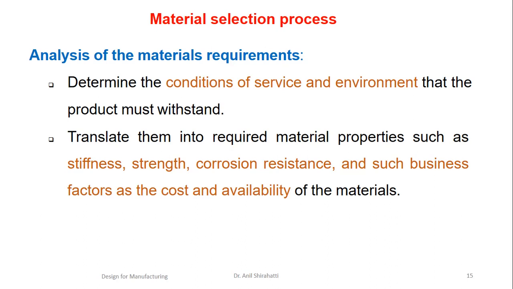Now what about the material selection? Okay, now let's analyze the material requirement. First you have to determine the condition of service and environment that the product should withstand. You have designed everything, but you have to check its working or environment condition. Maybe what is the stiffness, strength, or if the environment is corrosive in nature. Also business factors like cost and availability of that material play an important role while selecting the material.